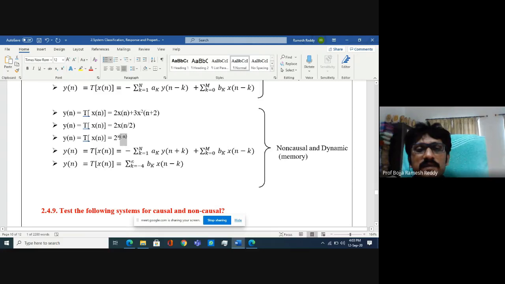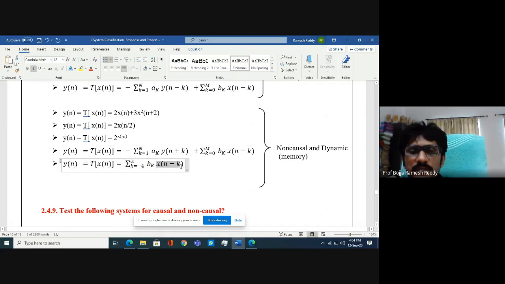Then x of minus n is also future. For example, if n is equal to minus 5, then here x of 5, here y of minus 5 depends on x of 5. This is called a future term because of the minus sign. Next, n plus k, very important. n plus k is future. And see, last one.